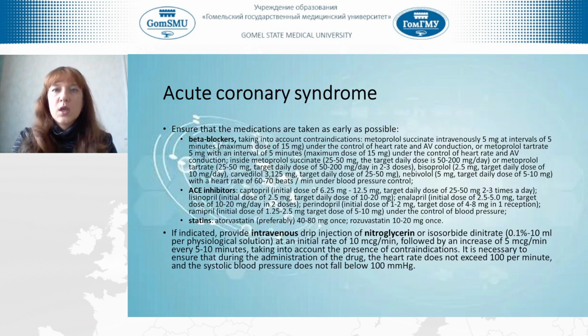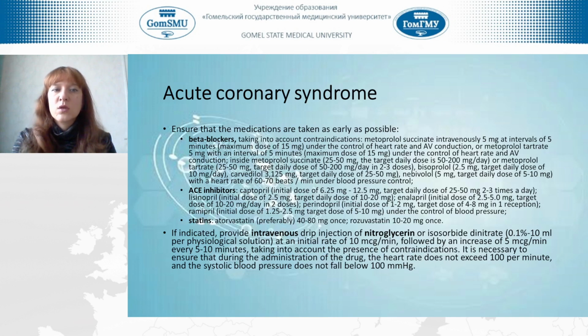Metoprolol intravenously, it can be metoprolol succinate, metoprolol tartrate, bisoprolol, carvedilol, nebivolol, it can be in tablets. ACE inhibitors: captopril, enalapril, ramipril in tablets. Statins: lovastatin, high dose once, can be rosuvastatin. If indicated, provide intravenous drip injection of nitroglycerin or sodium nitroprusside. It should be drip injection, of course, taking into account the presence of contraindications.